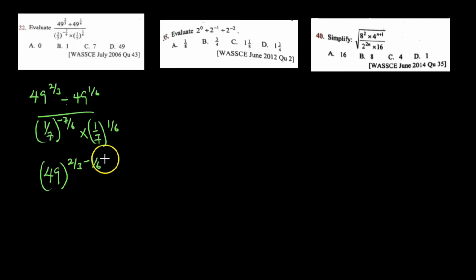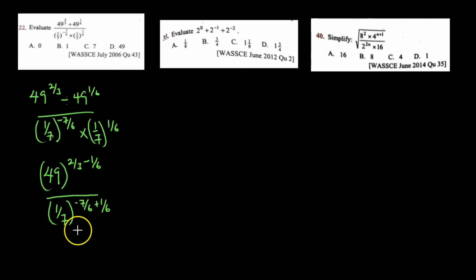2 on 3 minus 1 on 6, all divided by the denominator. It also has a common base, which is 1 on 7 raised to the power negative 7 on 6 multiplying. So in this case, we need to add the powers. So we have negative 7 on 6 plus 1 on 6.